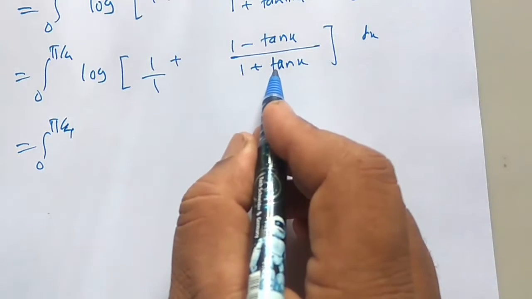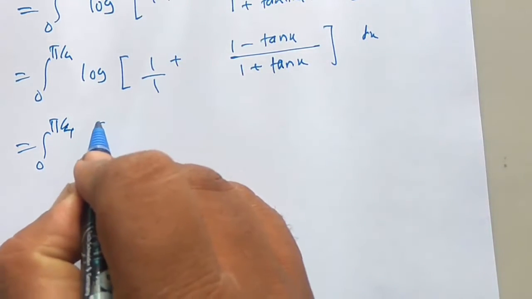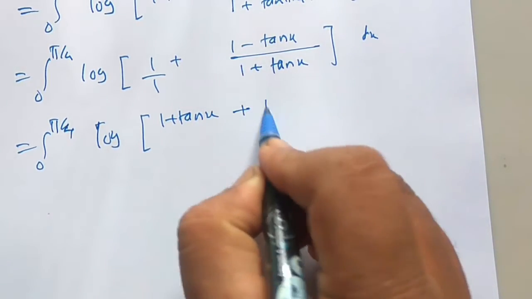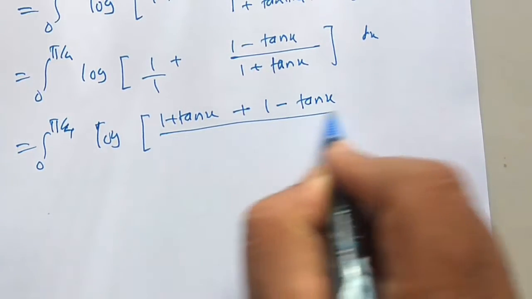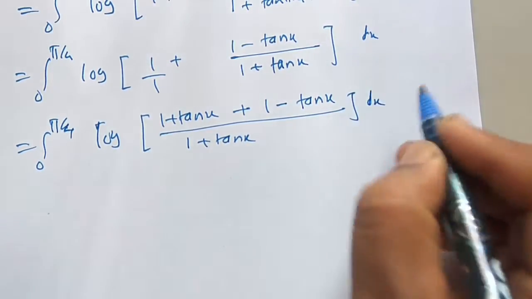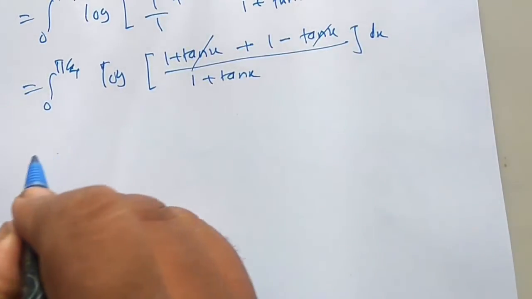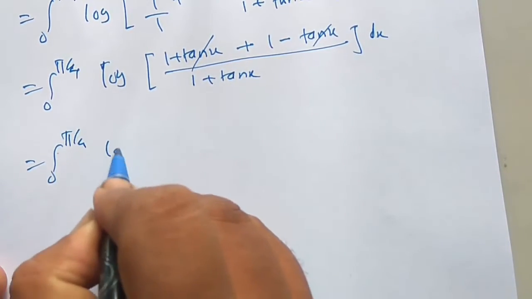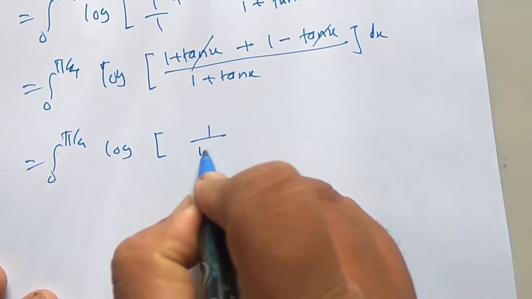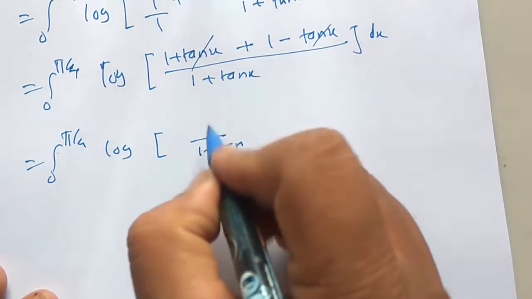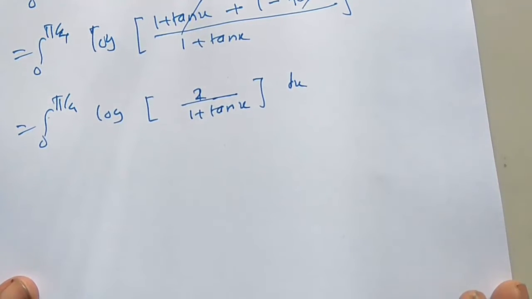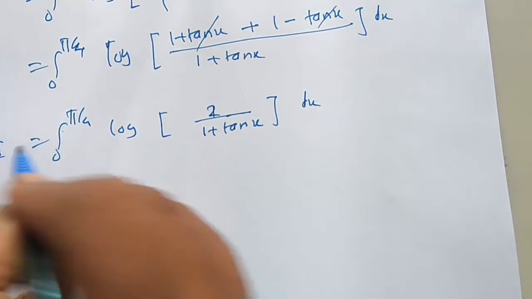LCM is 1 plus tan x multiplied by 1 plus tan x log of bracket 1 plus tan x plus 1 minus tan x upon 1 plus tan x bracket complete dx. Tan x minus tan x get cancelled. So it is 0 to pi by 4 log of 1 upon 1 plus tan x. 1 plus 1, it becomes 2, tan x dx. So this is equal to I.